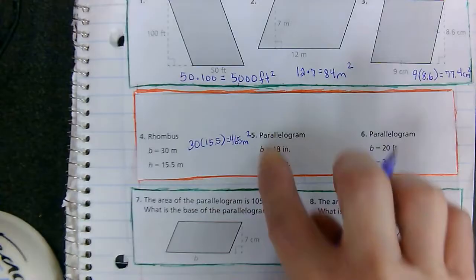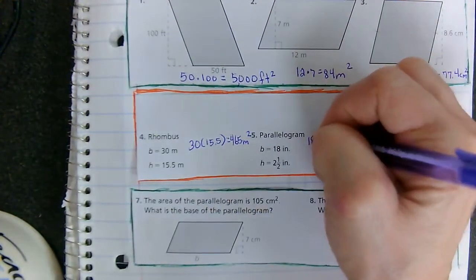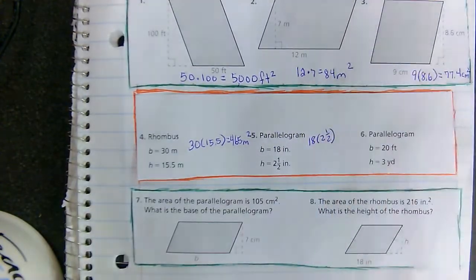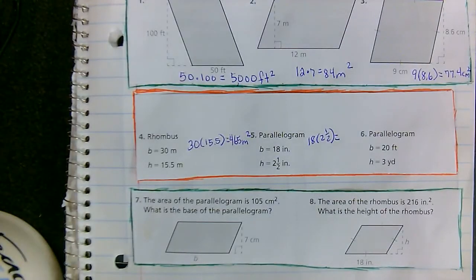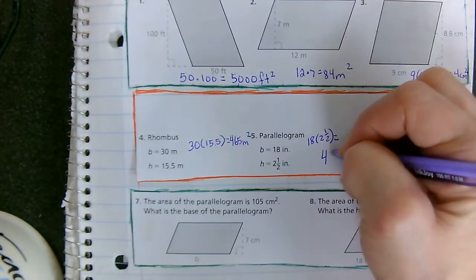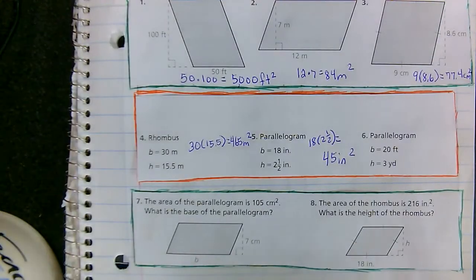Look at the next one. Base times height would be 18 times 2.5. You could type it in as 2.5 if you want. Alright, so then that's 18 times 2.5, and that equals, I'll just put it down here, 45, and it's inches this time, and it's still squared because it's area.